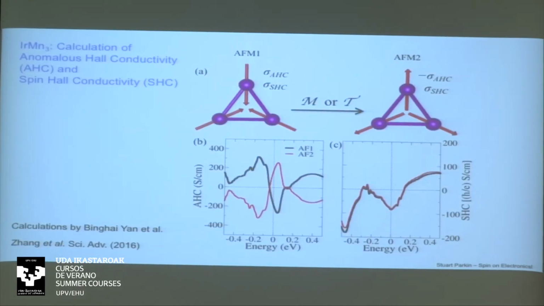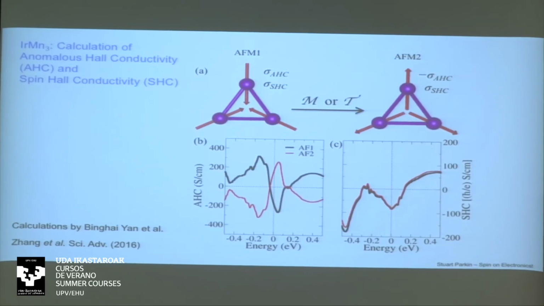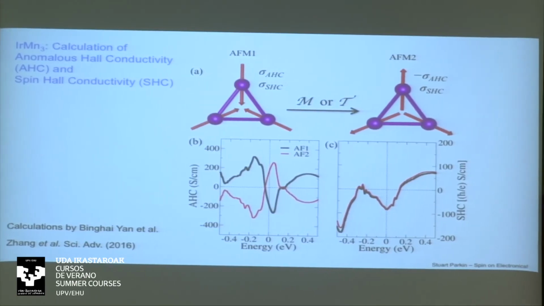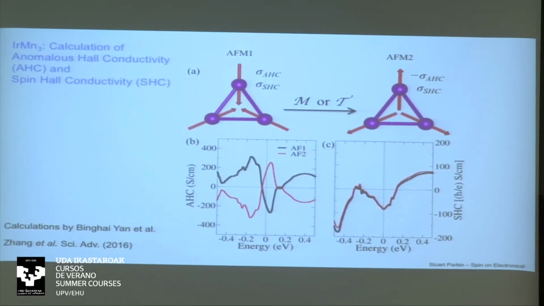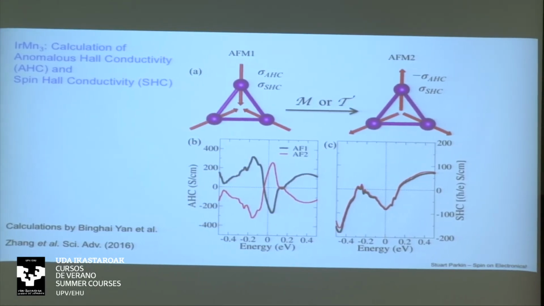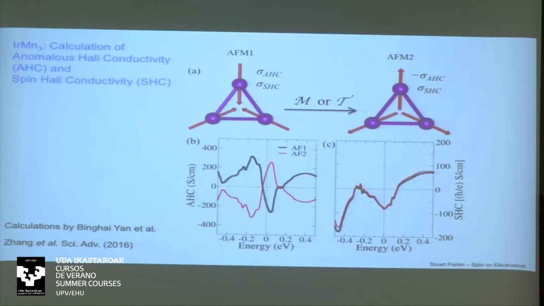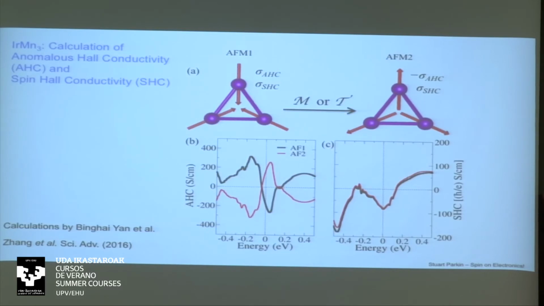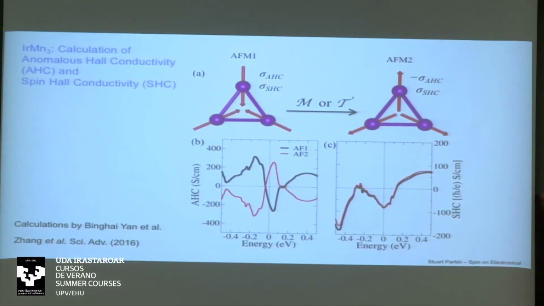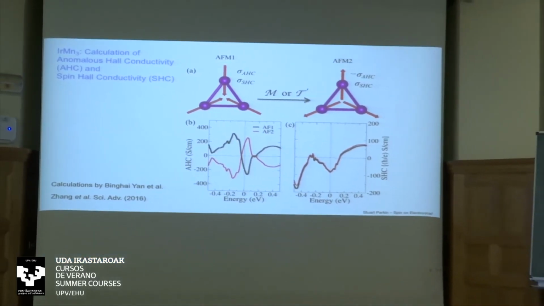And this has been substantiated by some calculations by Binghai Yan, who showed that this iridium manganese 3 should give rise to large anomalous Hall effects and spin Hall effects, but because of the different symmetries, the chirality of the magnetic structure gives rise to the same spin Hall conductivity independent of the chirality of the domains. The anomalous Hall effects have opposite signs, and so it's difficult to measure.